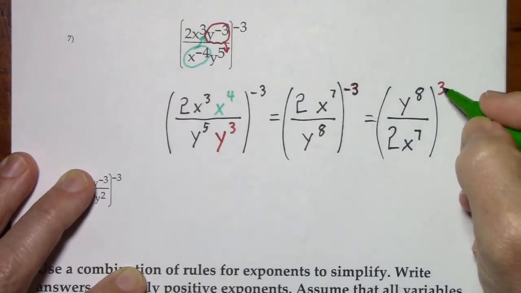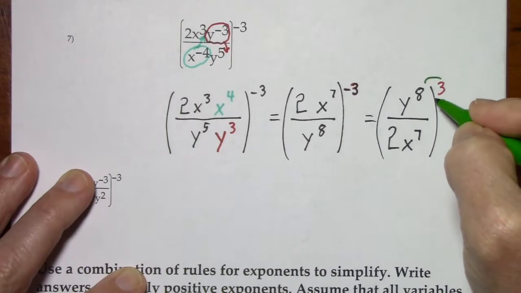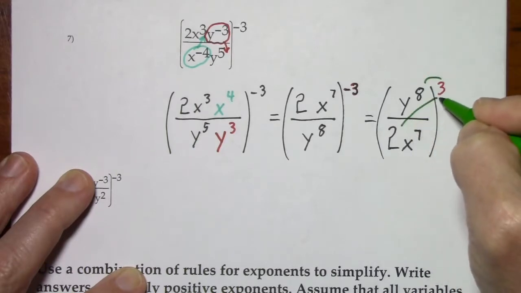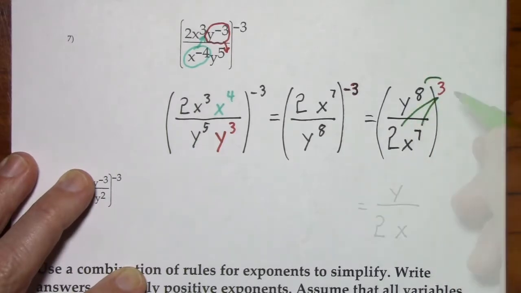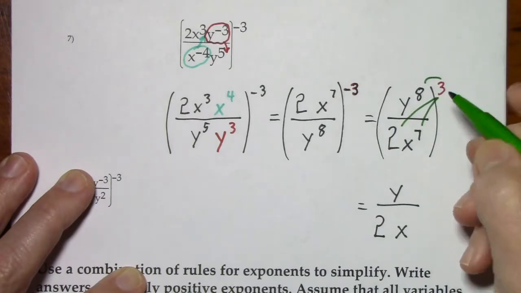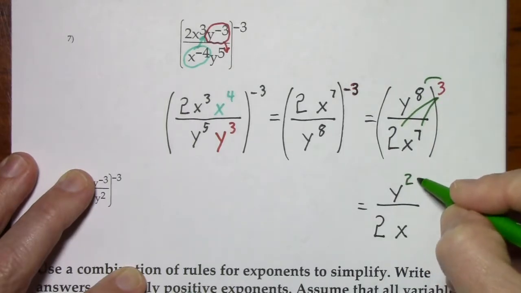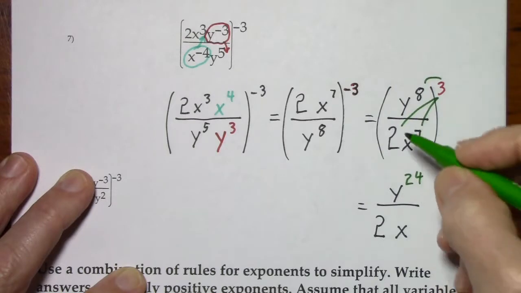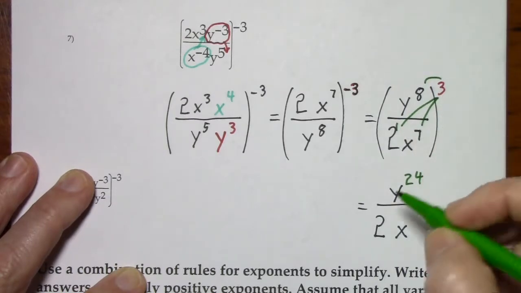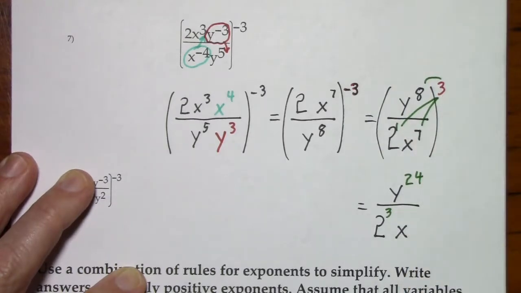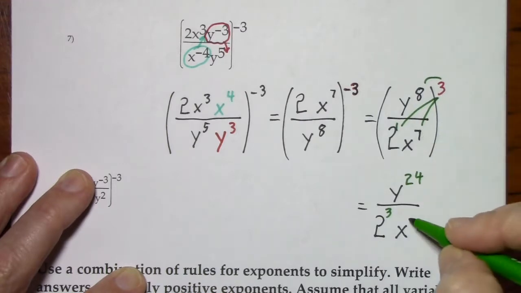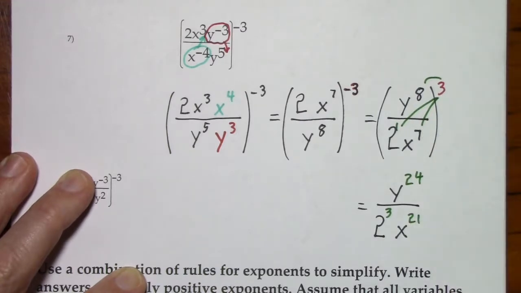And I have to use the power rule. I send the 3 in to each of the exponents inside the parentheses. So 8 times 3 is 24. 1 times 3 is 3. 3 times 7 is 21. And oftentimes, if you have 2 to the third, you're expected to change this to an 8.